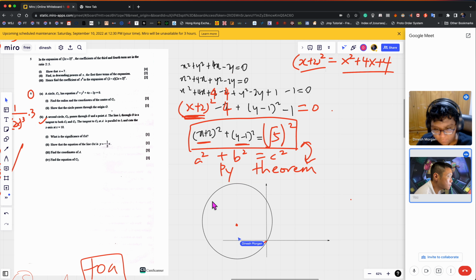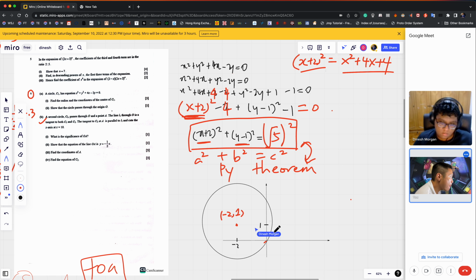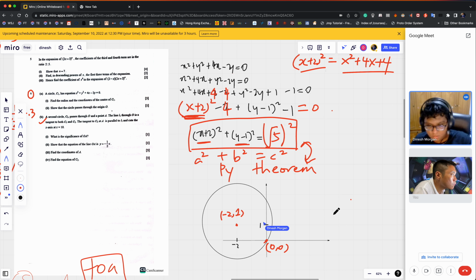So this is -2 and 1. Okay, good. Then we have the second circle that passes through O and a point A. So the second circle is also like the circle. The line L through O is a tangent to both C1 and C2.